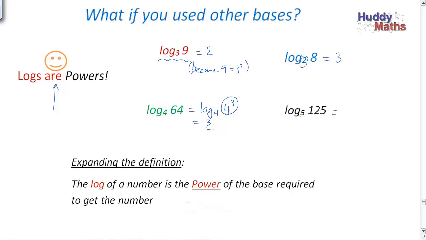Log to the base 5 of 125. What power would you raise 5 to get 125? It would be 3, because 5 cubed is 125. So look what I've done down here. This is expanding it. The log of a number is the power of the base, not necessarily 10.